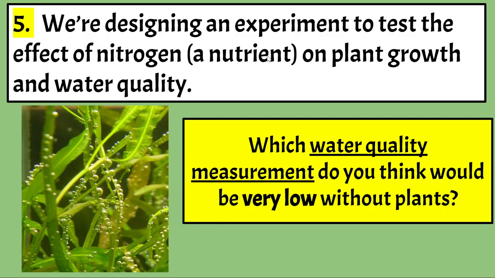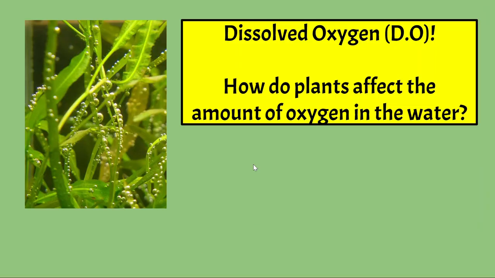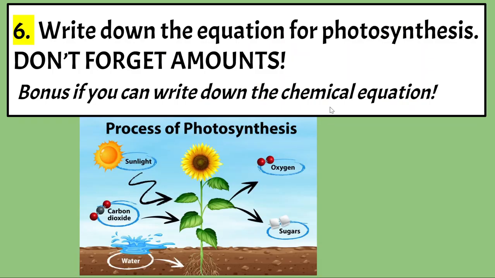We're designing the experiment to test the effect of nitrogen, which is a nutrient, on plant growth and water quality. So which water quality measurement do we think would be really low if we didn't have plants? Notice these bubbles in the image here. Those bubbles are actually oxygen bubbles, because oxygen is being released from those plants. So if we don't have a lot of plants, we're going to have a really low dissolved oxygen, because plants produce oxygen when they do photosynthesis.